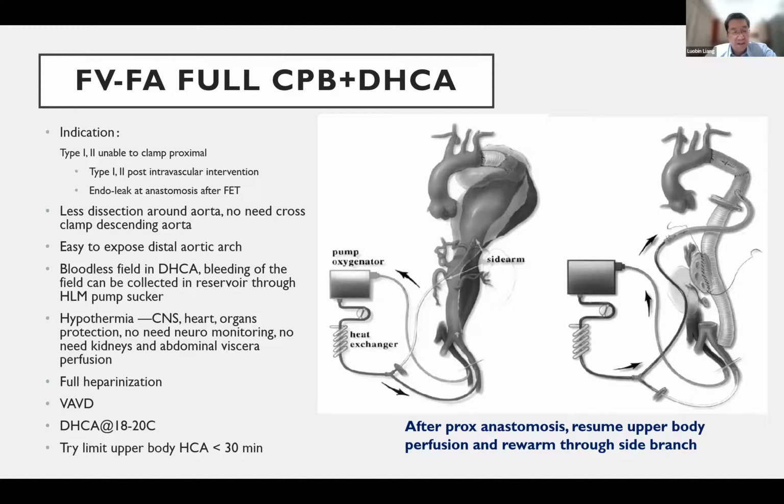You don't have to do kidney or abdominal vascular perfusion. So this type of surgery we use because of a full bypass. We use full heparinization. You're using peripheral cannulation. Usually we use VAVD for that kind of procedure, and then we cool the patient down to 18 to 20 degrees. We try to limit the upper body circulatory arrest time to less than 30 minutes.